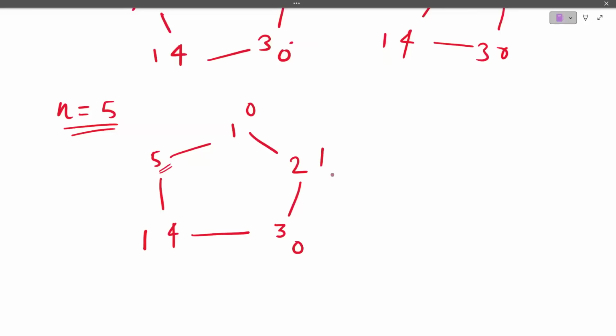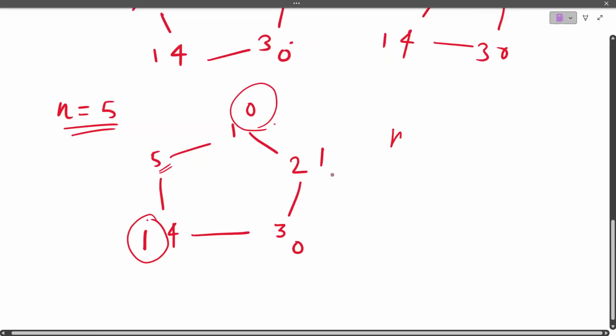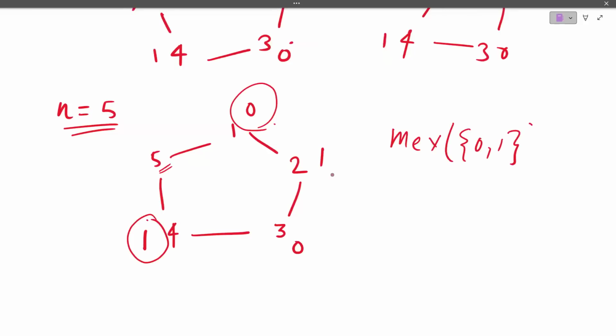Because what does this node see as its neighbor? As its neighbors, this node sees 0 and 1, right? And what is the max of 0, 1? The max of 0, 1 is 2, right? So we actually need to assign this value as 2.